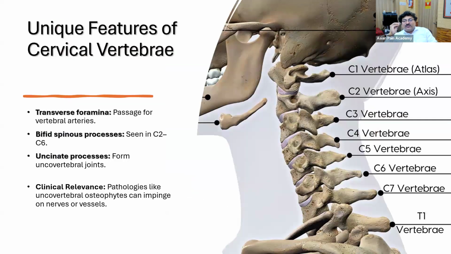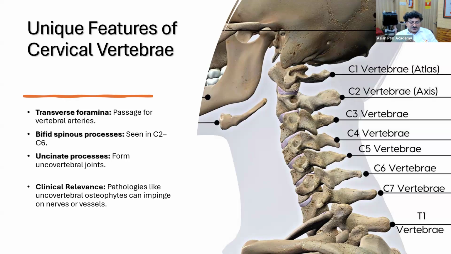Now, there are some unique features in the cervical spine. What are those? First of all, look at the foramens in the transverse processes. Remember, in all other areas of the spine, you will not find a foramen within the transverse process, but in the cervical vertebrae, there are foramens in all of them. These foramens are known as the foramen transversarium. This foramen is for the passage of the vertebral artery from both sides to the brain.